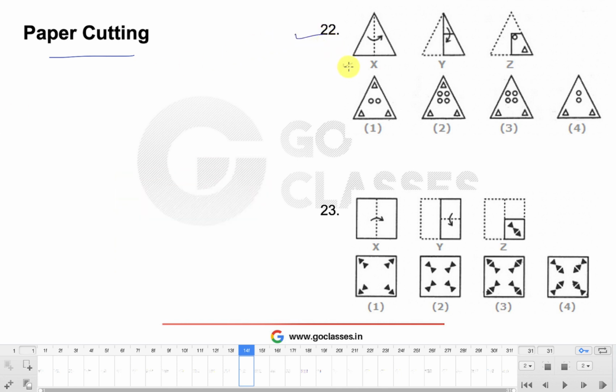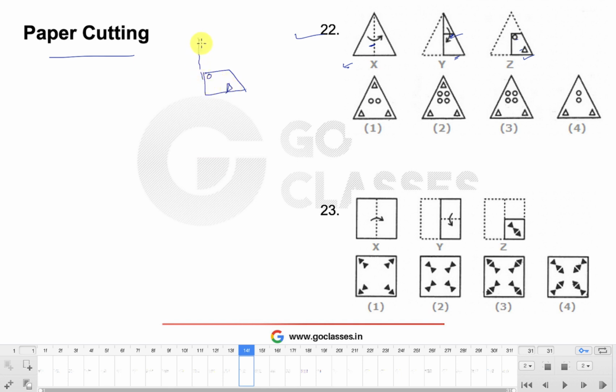There is a paper sheet X, it is folded in this direction, then we get a shape Y. Then this shape Y is folded in this direction and we get the shape Z. And this Z is now cut in this circle and this triangle. This is the Z. Circle is here and triangle is here.